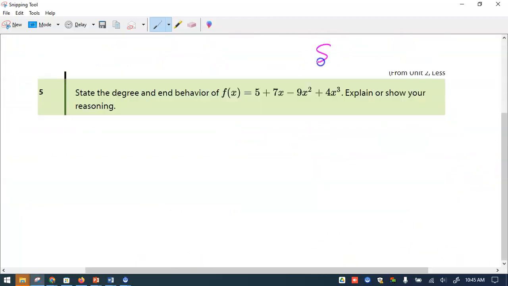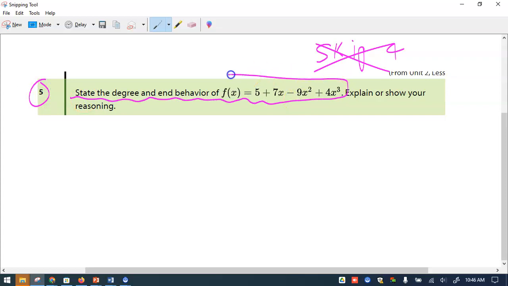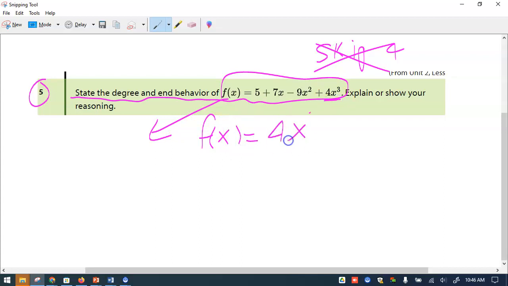So you're going to skip problem number 4, because that's from the previous one. Let's state the degree and the end behavior. So the first thing is to write in standard form. We write the leading term first, that is 4x cubed, then the term with x squared, then the term with x. And so this is the right way to write standard form, where this is the leading term.